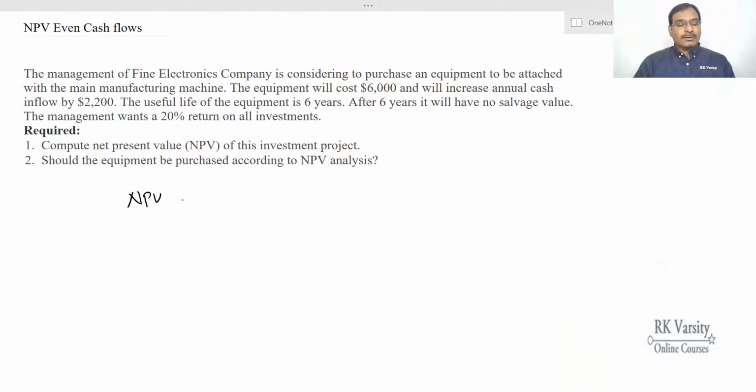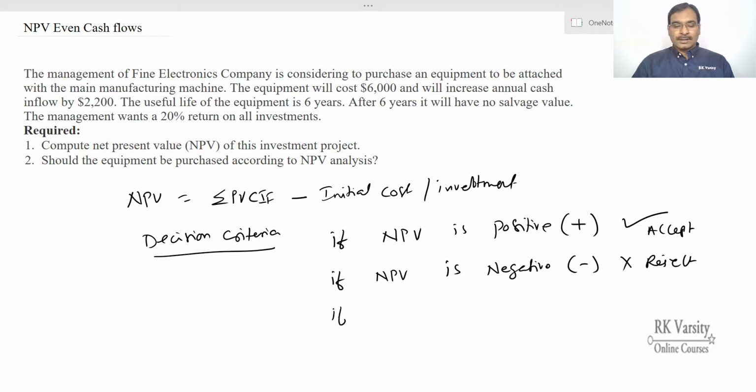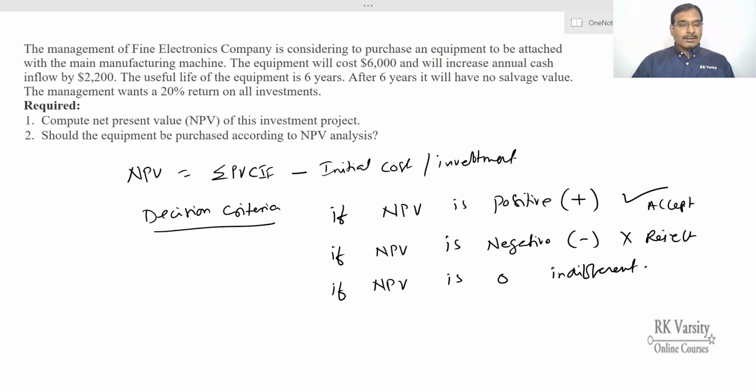Net present value of a project is the summation of present value of cash inflows minus the initial cost or investment. Now the decision criteria: if net present value is positive, accept the project. If net present value is negative, reject the project. And if net present value is 0, then you are indifferent. Now here is an example.